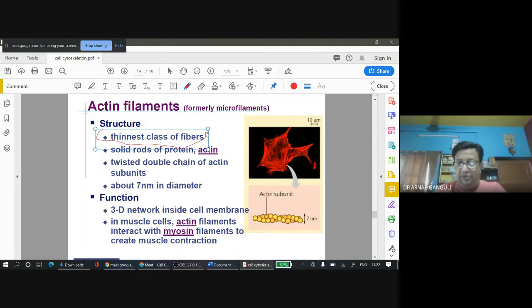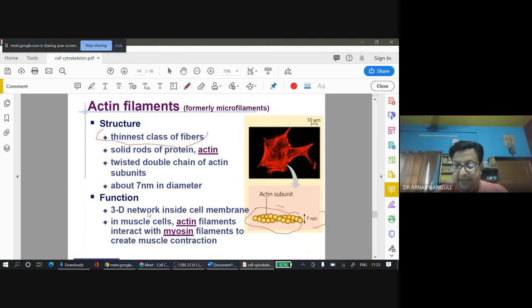Actins have a very important role. It's like a coiled protein like this. These little units are coiled. 7 nanometer, they are the thinnest. They are solid rods of protein. Twisted double chain of actin subunits. So each circle is an actin subunit. Together they form an actin filament.